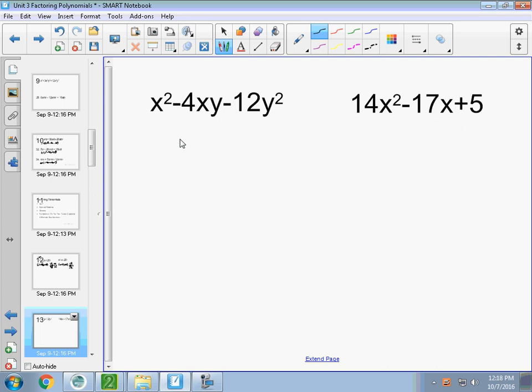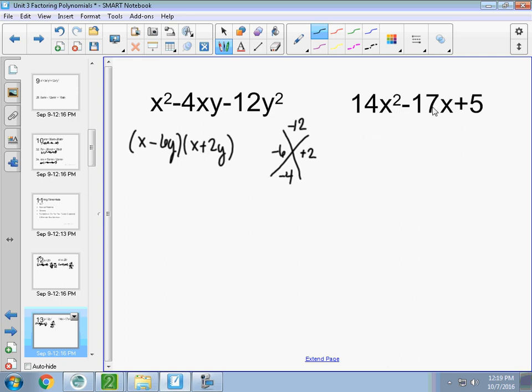X squared minus 4xy minus 12y squared. Just because I have an xy in the middle and a y squared at the end doesn't change the process. It's still a basic trinomial. So I'm going to multiply to get negative 12 and add to get negative 4. That would be a negative 6 and a positive 2. So I will have x minus 6 with a y and x plus 2 with a y, and that will give me my negative 4xy in the middle and my y squared at the end.